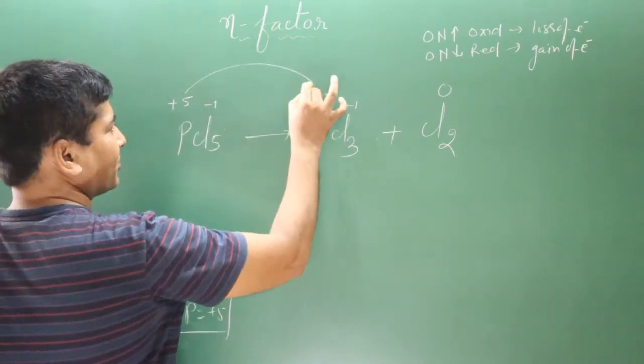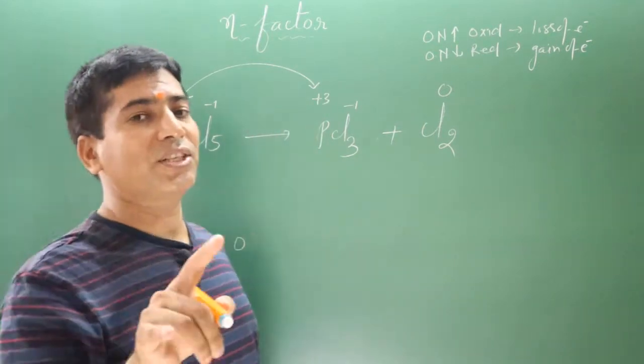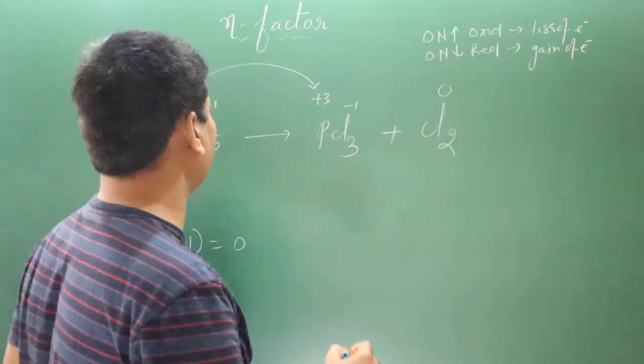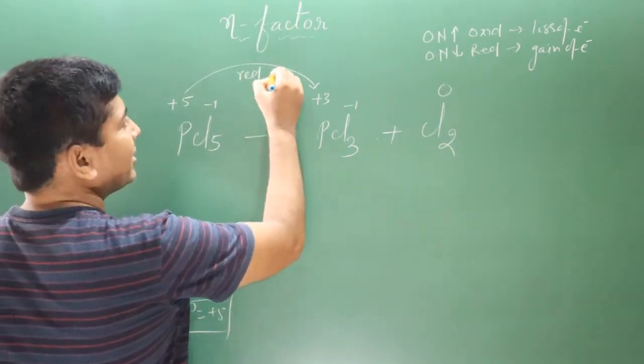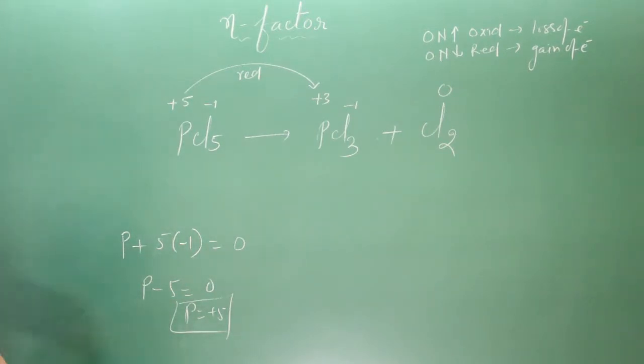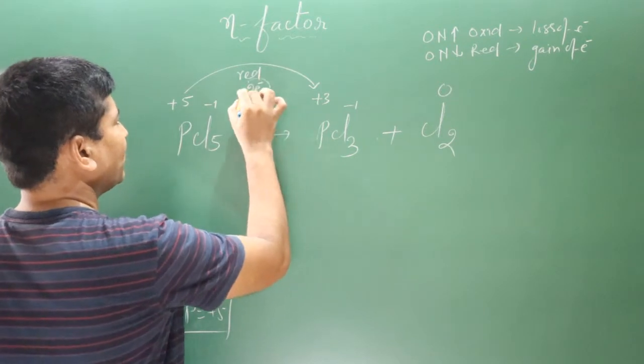Phosphorus to phosphorus, +5 to +3, a decrease in oxidation number, and a decrease in oxidation number is always a reduction reaction. In a reduction reaction, gain of electrons is always taking place. The difference in oxidation number we can also find: 5 minus 3 is equal to 2 electrons. We got 2 electrons.